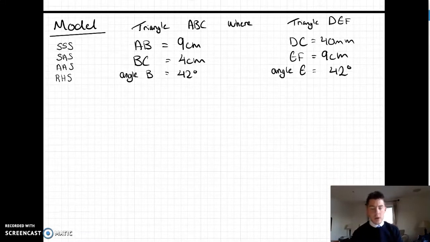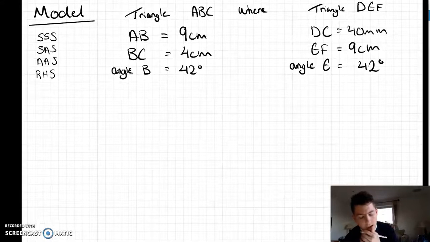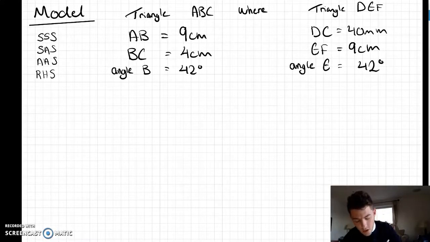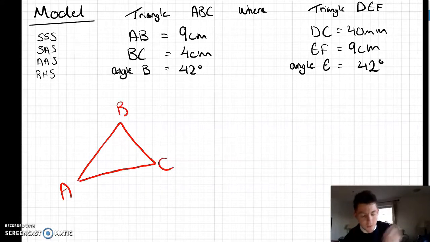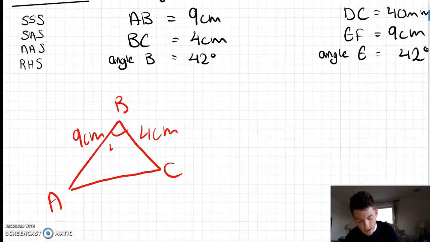Okay, lastly, before we get going. Triangle ABC. What it means by that is if I draw a triangle ABC, that's your points. AB is 9 centimeters, BC is 4 centimeters, and angle B is here, 42 degrees.